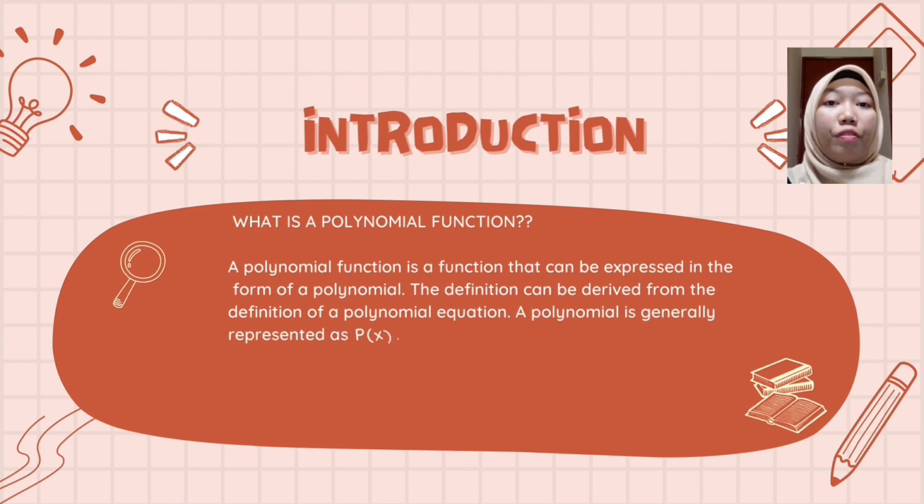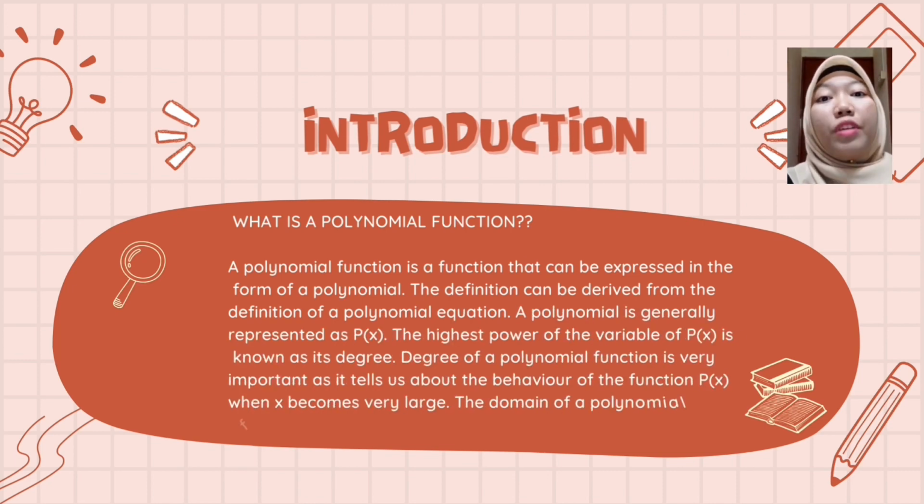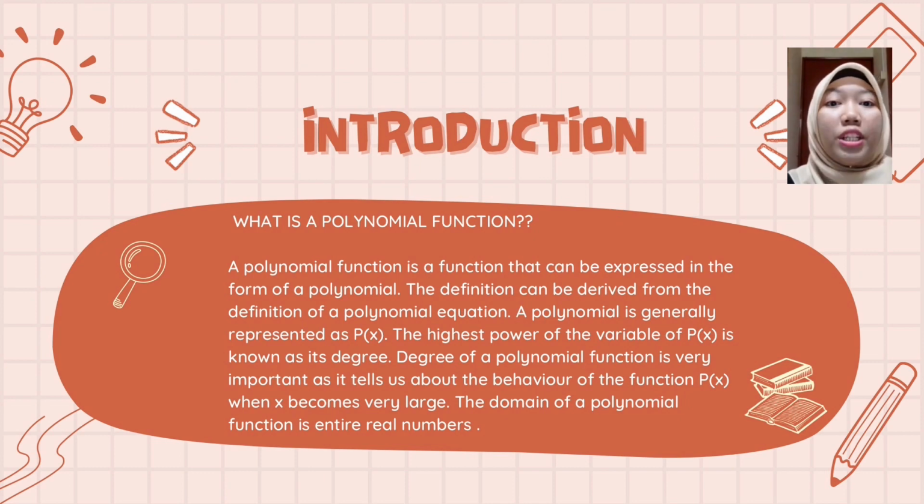Introduction for analysis of function 1. What is a polynomial function? A polynomial function is a function that can be expressed in the form of a polynomial. The definition can be derived from the definition of a polynomial equation. A polynomial is generally represented as p(x). The highest power of the variable of p(x) is known as its degree. The degree of a polynomial function is very important as it tells us about the behavior of the function p(x) when x becomes very large. The domain of a polynomial function is all real numbers.